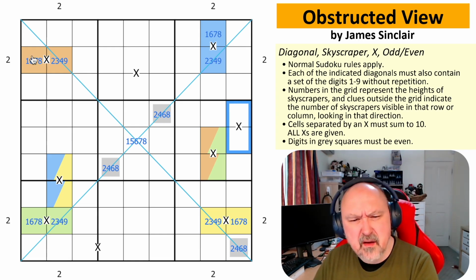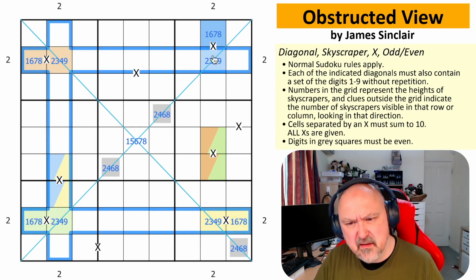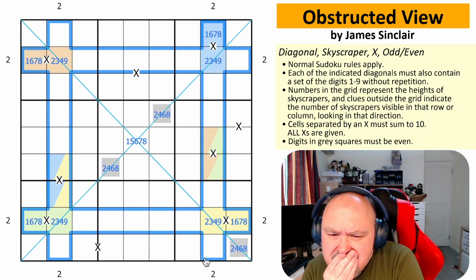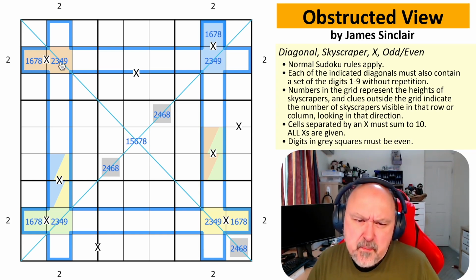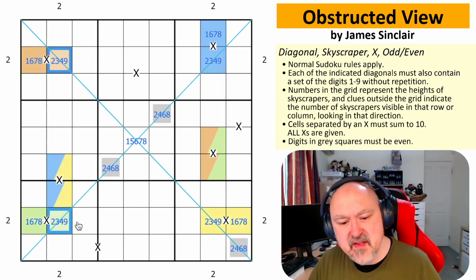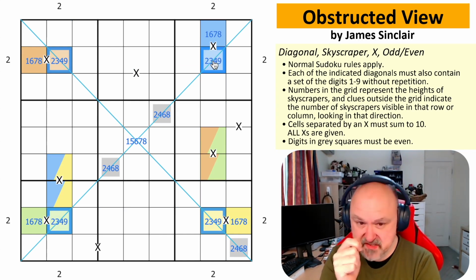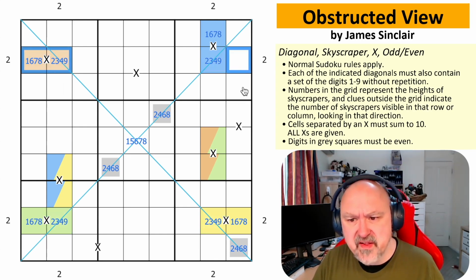So why is there skyscrapers in this pattern? So if I put the 9 here, one of these has to be the 9. We know that. And it's going to have the 1 next to it. And wherever the... So if this is the 1, 9, this is the 8.